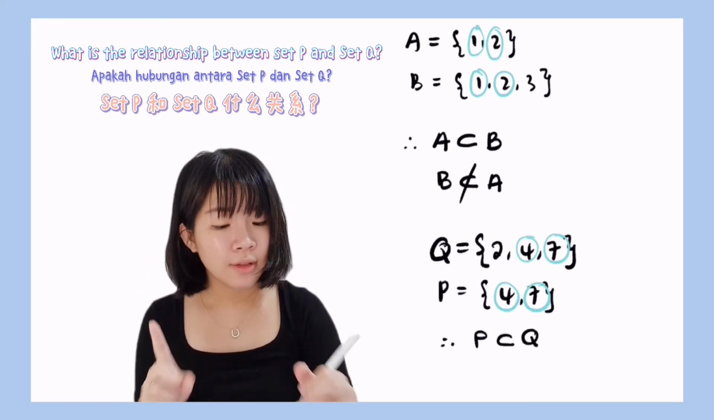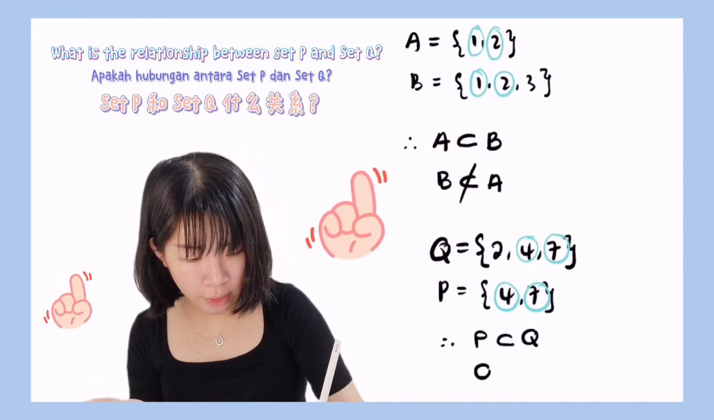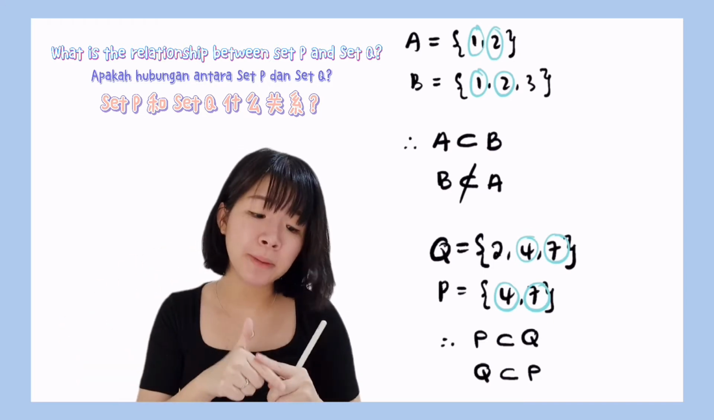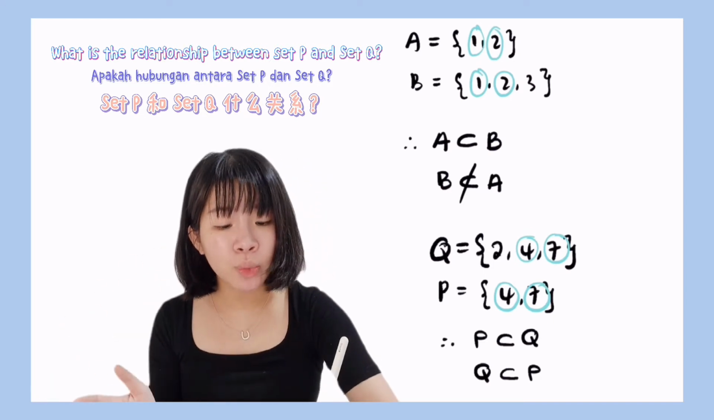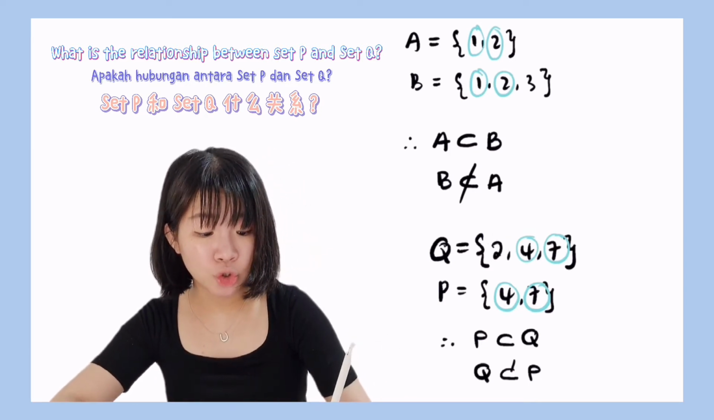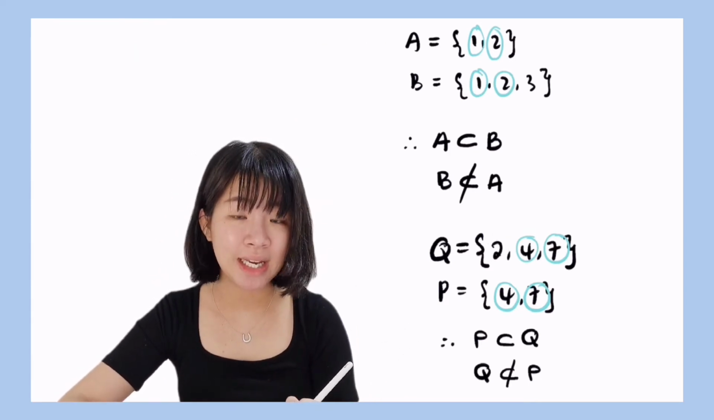Can we reverse it? No. If you write Q is a subset of P, meaning everything in Q can be found in P, which is not true. In Q, we have 2, but we cannot find 2 in set P, right? So we say that Q is not a subset of P.